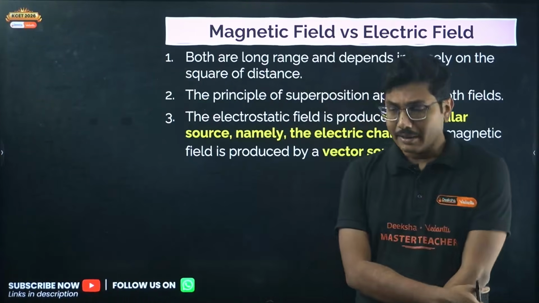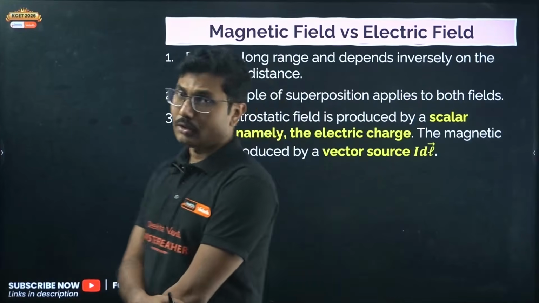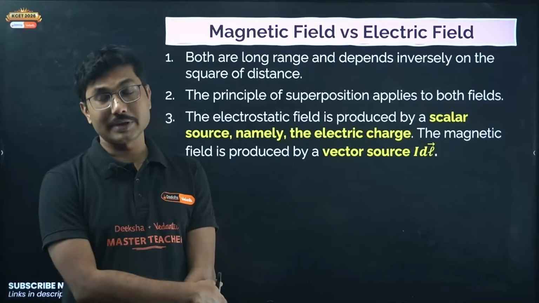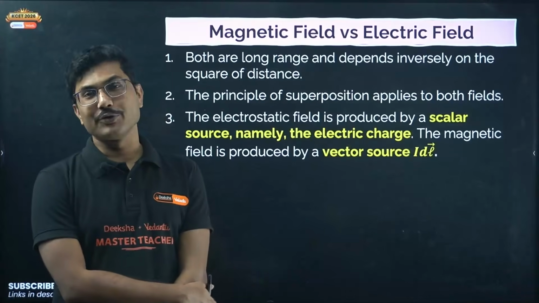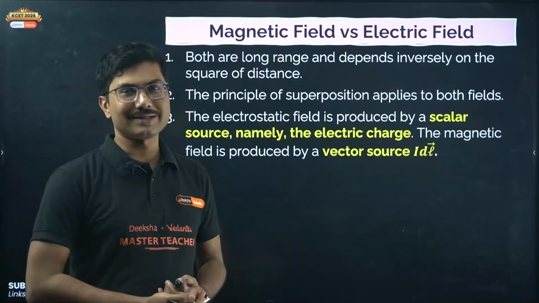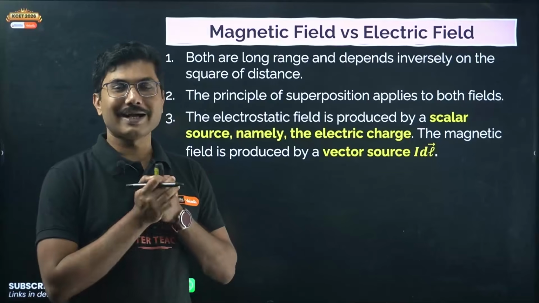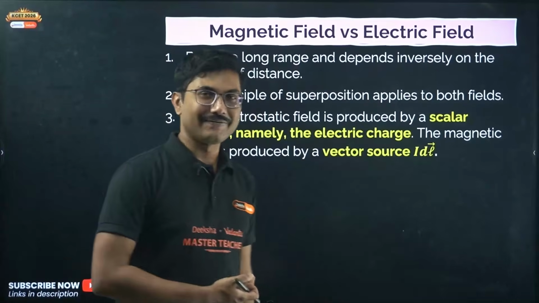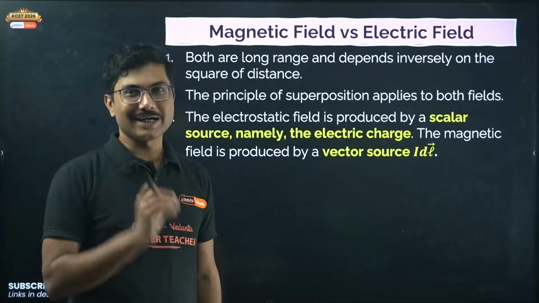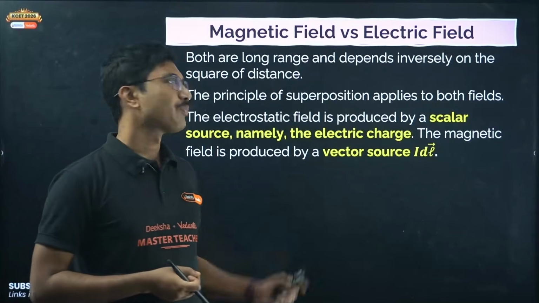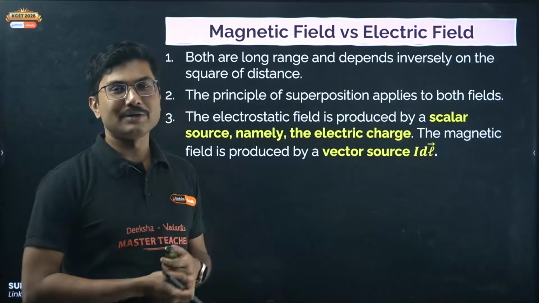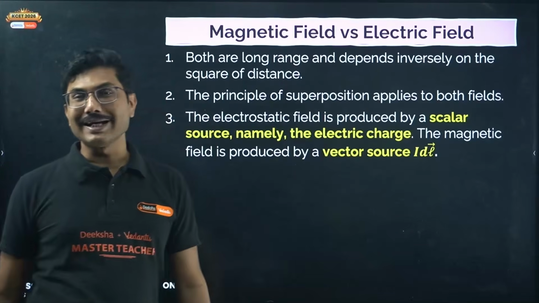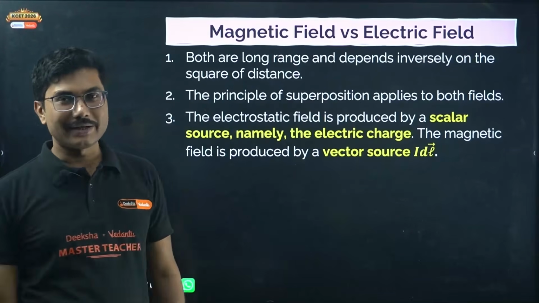So electric field and magnetic field, even though they are very closely related, one is produced by a scalar source, one is produced by a vector source. Even though both of them are vectors, there is a possibility that a vector can be produced by a scalar. The example is the electric field, which can be produced by a static charge. Charge is a scalar quantity, but the magnetic field is produced by a vector quantity called the current element.